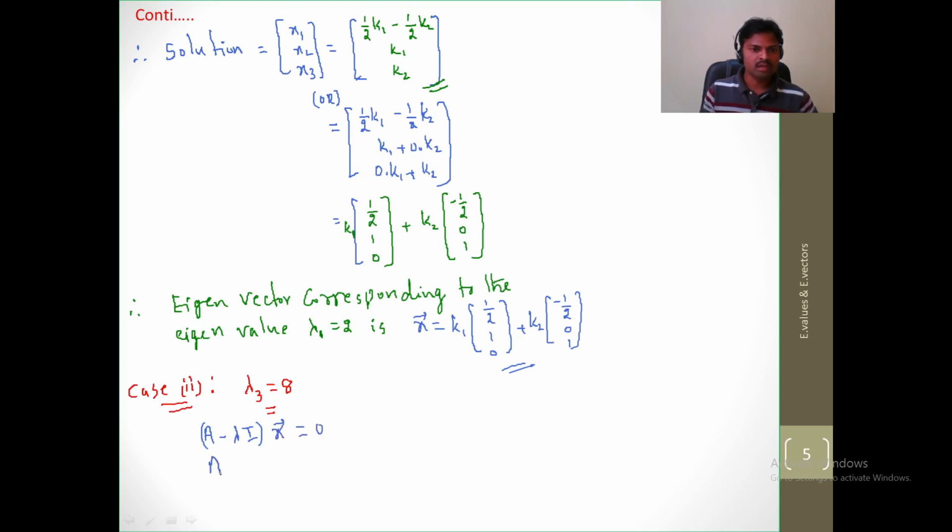Let us replace: A is of order 3 by 3, therefore the identity matrix of order 3 by 3 I take. So A minus lambda, where the value is 8, times the identity matrix of order 3 by 3, into x bar equals the null matrix. Now let us write the A matrix.